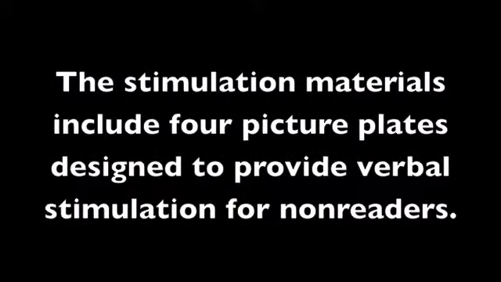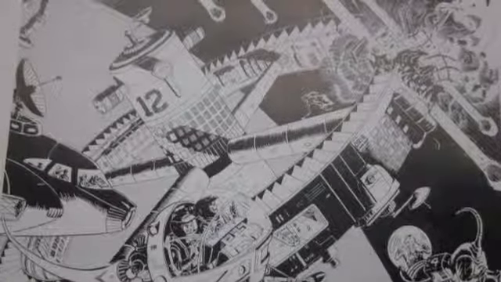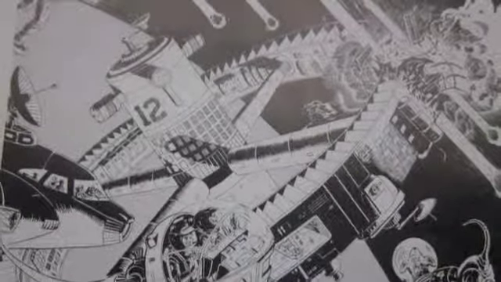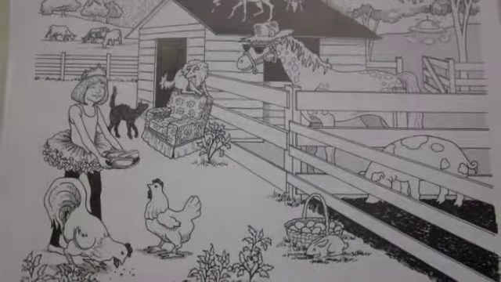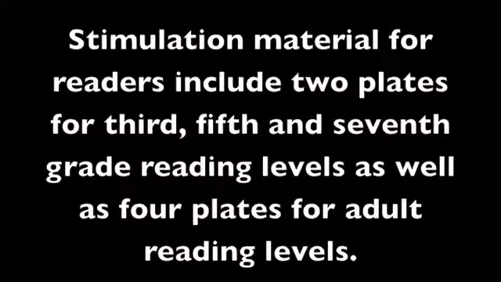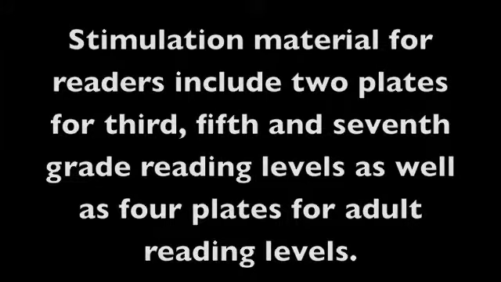The stimulation materials include 4 picture plates designed to provide verbal stimulation for non-readers. Stimulation material for readers include 2 plates for 3rd, 5th, and 7th grade reading levels, as well as 4 plates for adult reading levels.